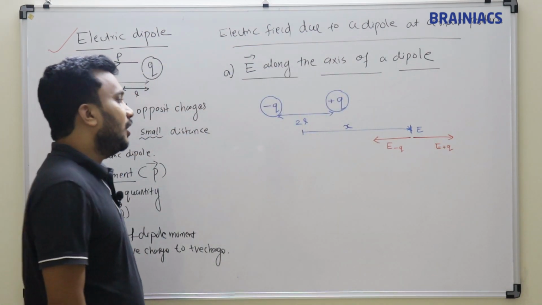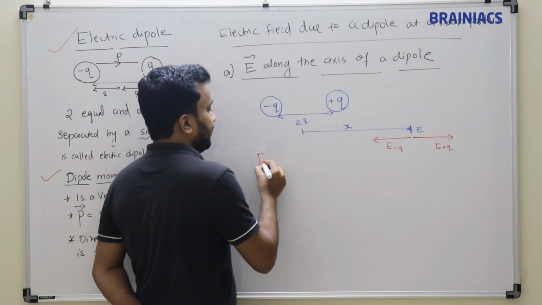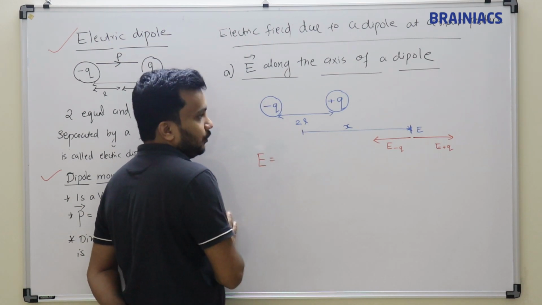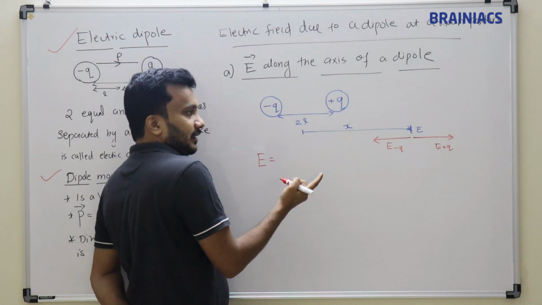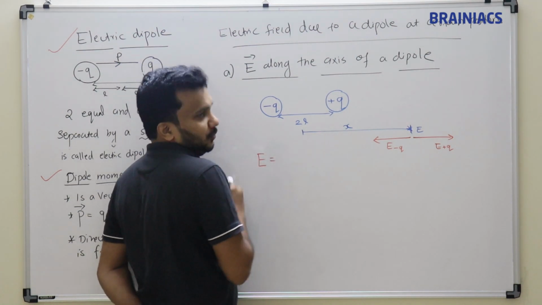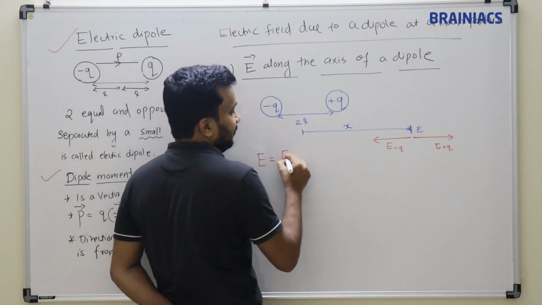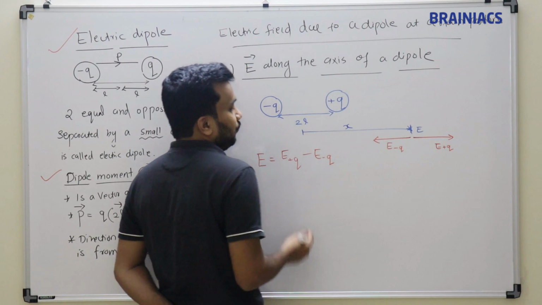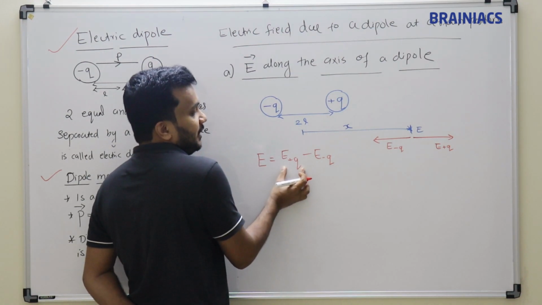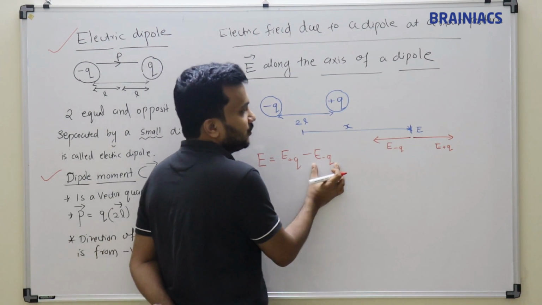Okay. Now, how will we find the net electric field? Total electric field will be equal to, how do we have to find it? Two vectors which are not equal but in opposite direction. How will we find it? Electric field due to plus q minus electric field due to minus q. Why have I taken plus q first? E plus q first and E minus q second.